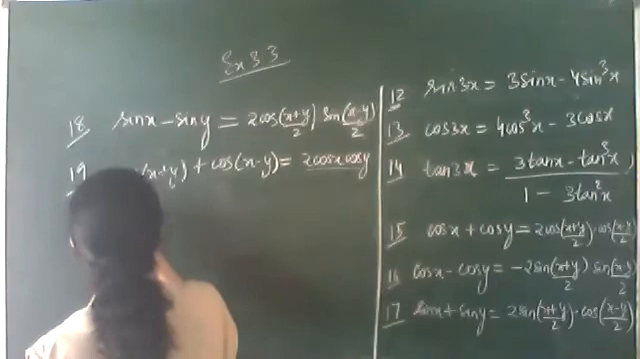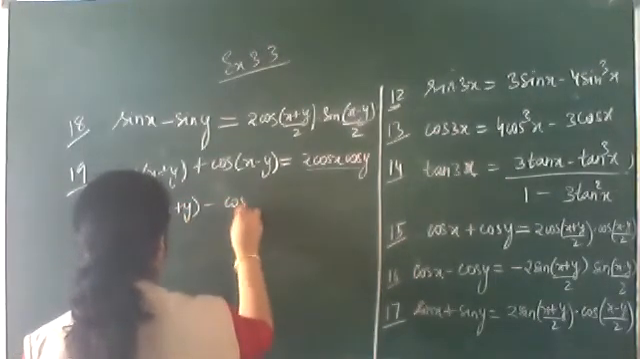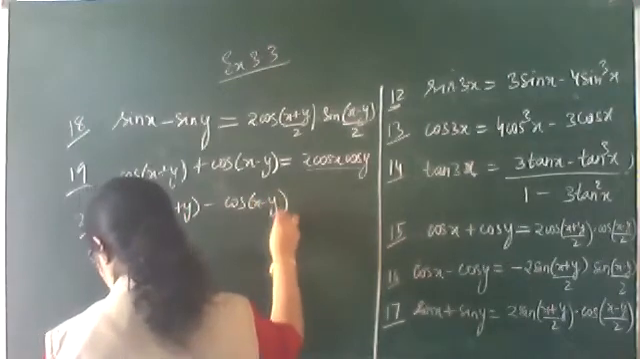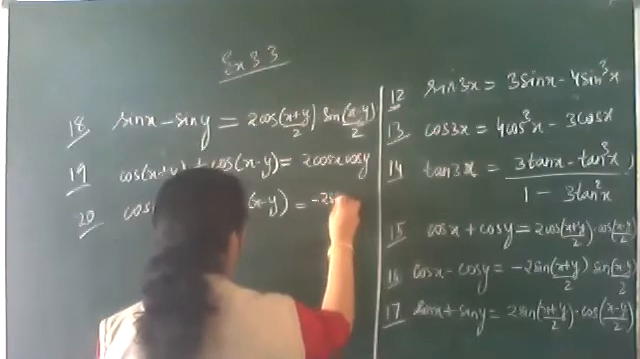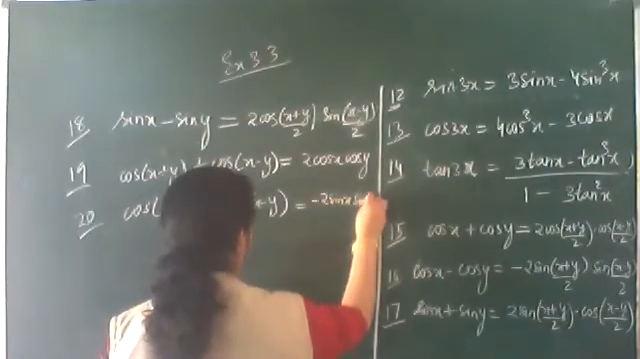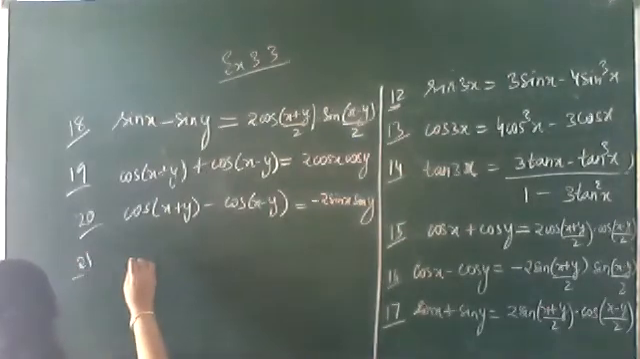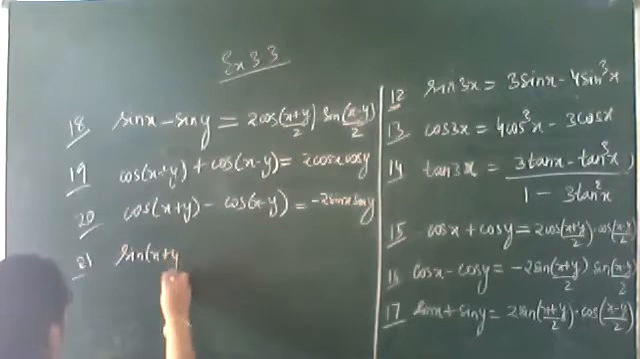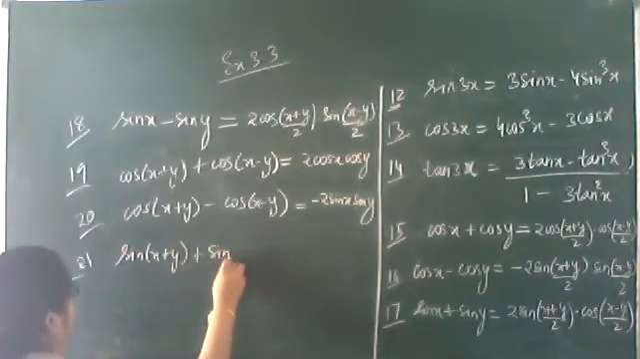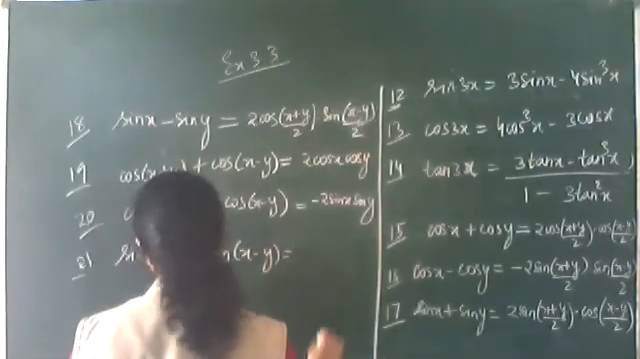Cos x plus y minus cos x minus y. This can be written the same way, the same formula, minus 2 sin x sin y. Clear? Then 21, sin x plus y plus sin of x minus y. Again open the bracket, you will get what? 2 sin x cos y.